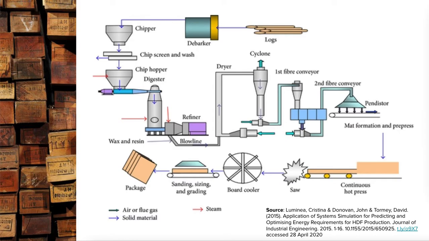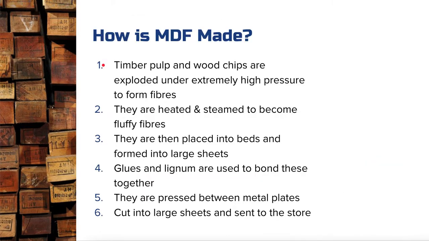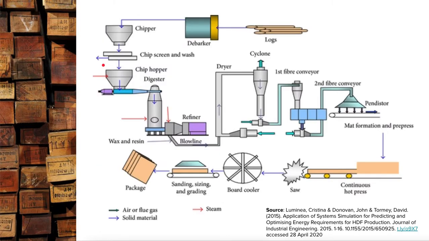Now let's have a look at how it gets made. I'm going to turn my little laser pointer on here so we can have a look. The logs, trees, go and get chopped down. They get debarked, put into a chipper. Now, let me just point out here.